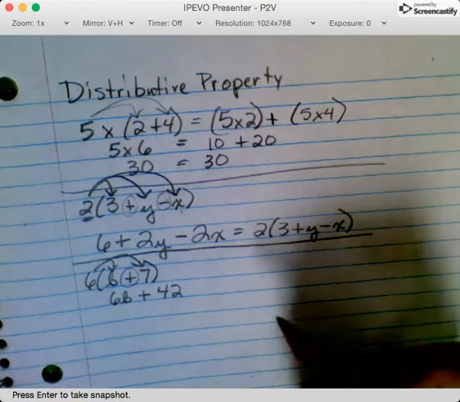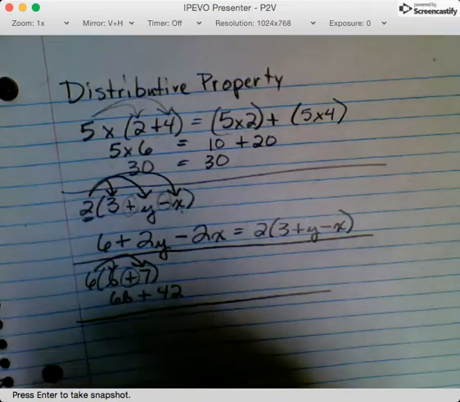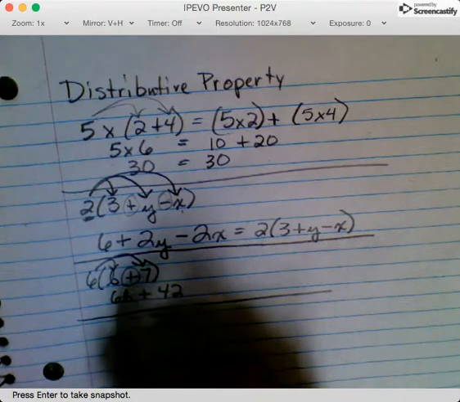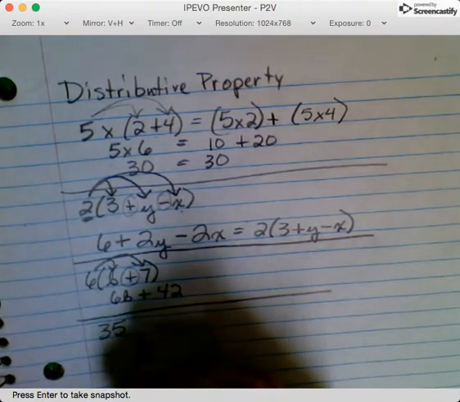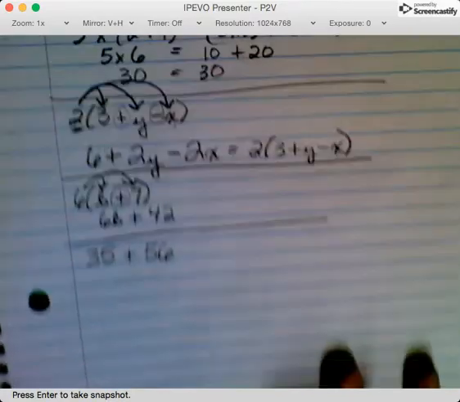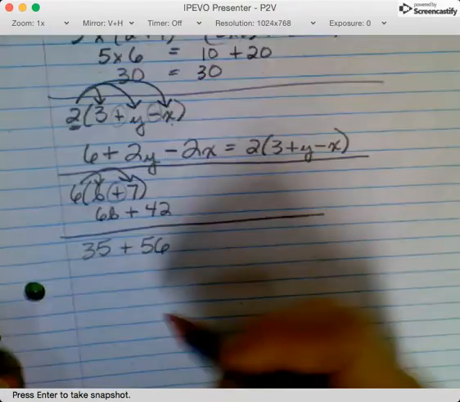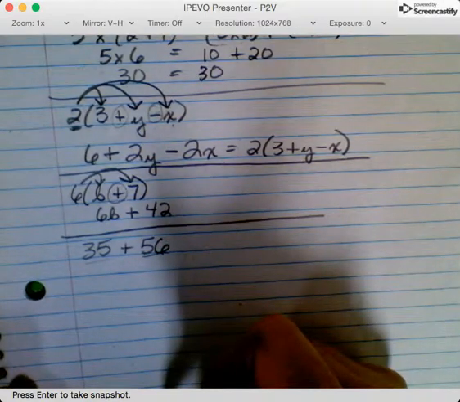Okay, so let's do one where you're given some numbers, and then you have to break them up to make them use parentheses. So let's say I have 35 plus 56, and I want to break that up into a problem using parentheses. So the first thing I would have to do is find a number that goes into both 35 and 56.